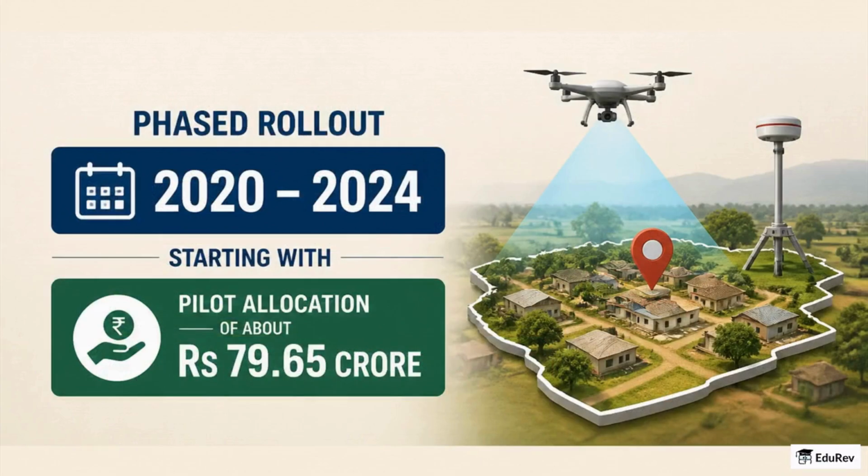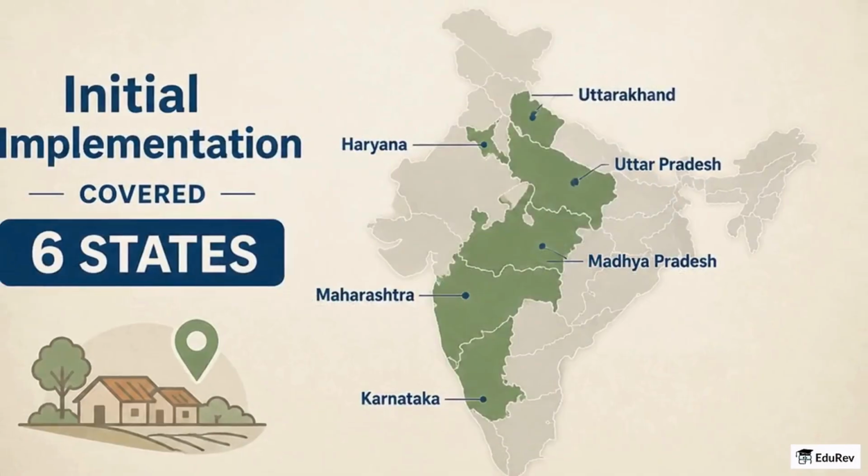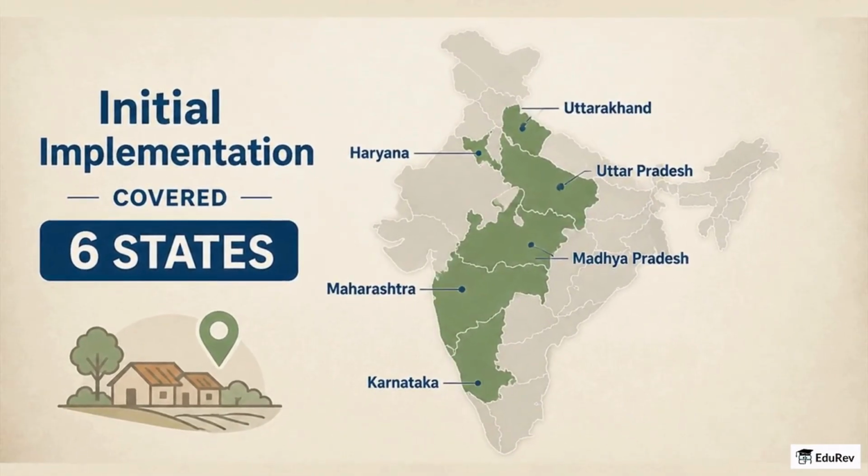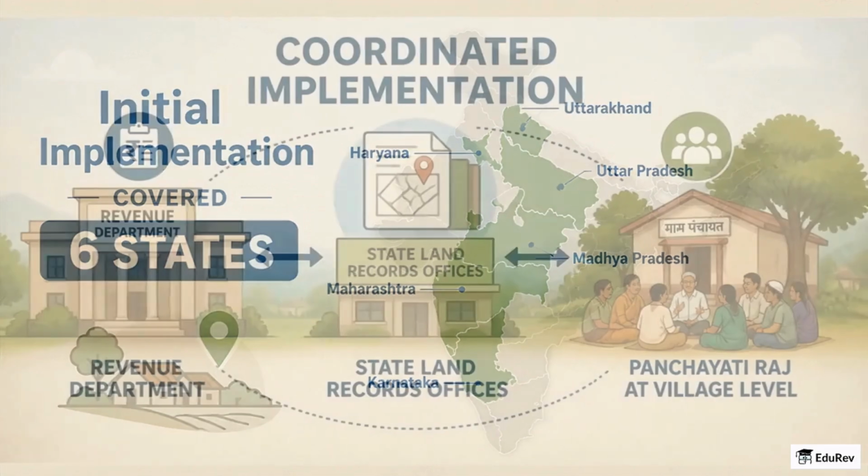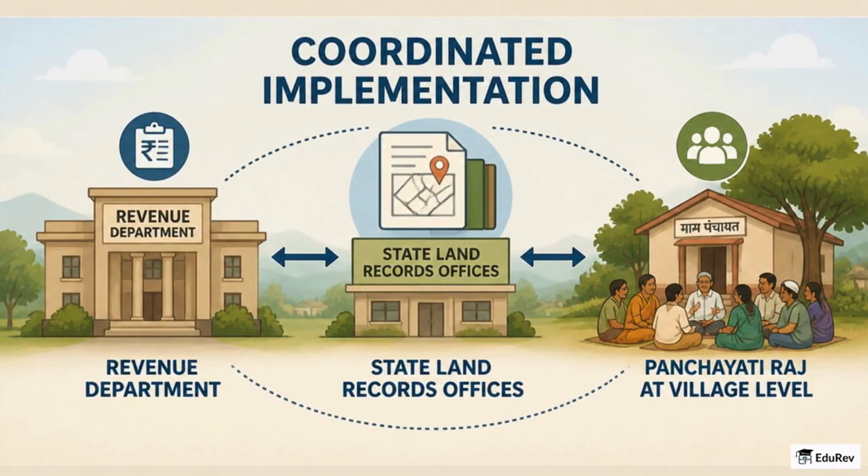The mapping was planned from 2020 to 2024 as a phased rollout, starting with a pilot allocation of about 79.65 crore. The initial implementation covered 6 states: Haryana, Karnataka, Madhya Pradesh, Maharashtra, Uttar Pradesh, and Uttarakhand. Implementation requires coordination between the Revenue Department, State Land Records Offices, and the Panchayati Raj machinery at the village level.